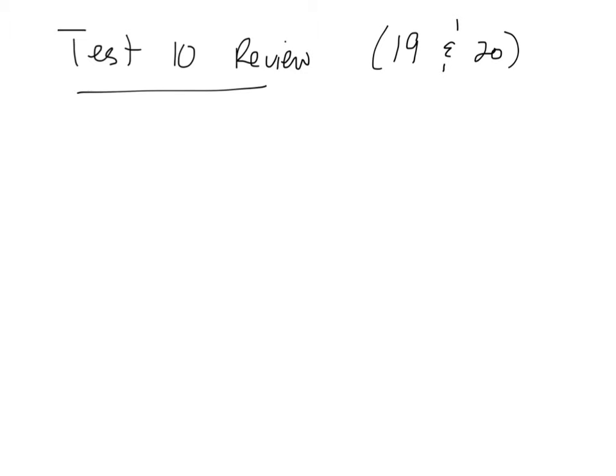Hey, what was chapter 19 about? Chapter 19: current, resistance, voltage, and then power. Okay, so let's talk. Current. Current is the flow, I.